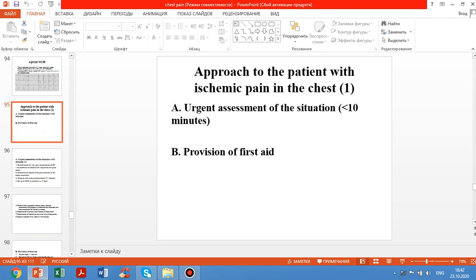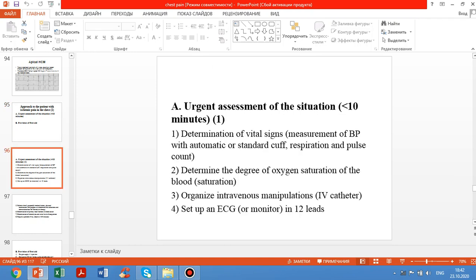This is the approach to the patient with ischemic pain in the chest. First, urgent assessment of the situation during the 10 minutes and provision of first aid. Urgent assessment of the situation during the 10 minutes.